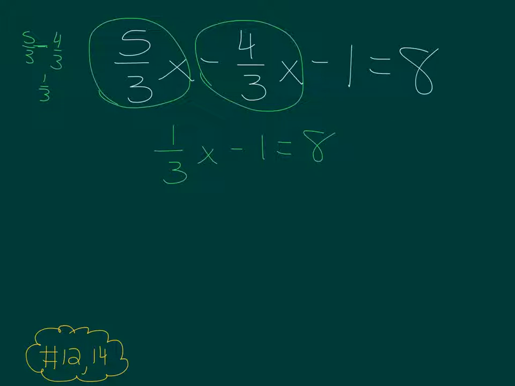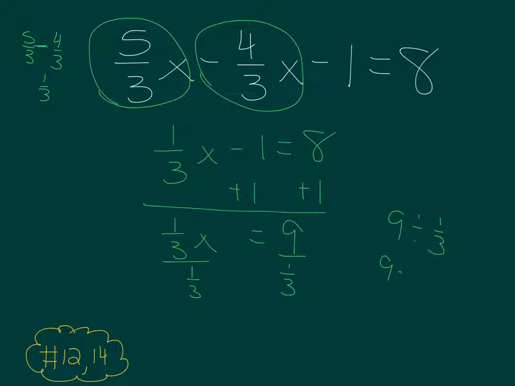Now it's just like the problem we did a few minutes ago, right? We're going to save this 1/3 x to the very end. We're going to add 1 to both sides. We get 1/3 x equals 9. We're going to divide both sides by 1/3. And the way we divide by 1/3 is we multiply by 3/1. These cancel, and I'm left with x equals 27. So it really wasn't that bad after all, right?